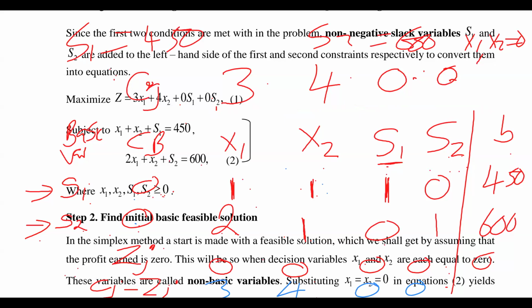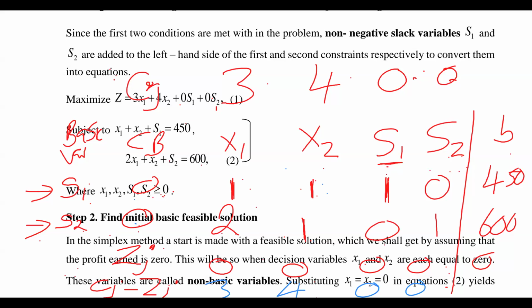To examine whether this is the best solution, listen carefully so that you don't forget. When you come here, you have to look at the CJ minus ZJ row and look for the most positive number. And we just have 3 and 4, right? These are the only figures we have in this last row. You're following?